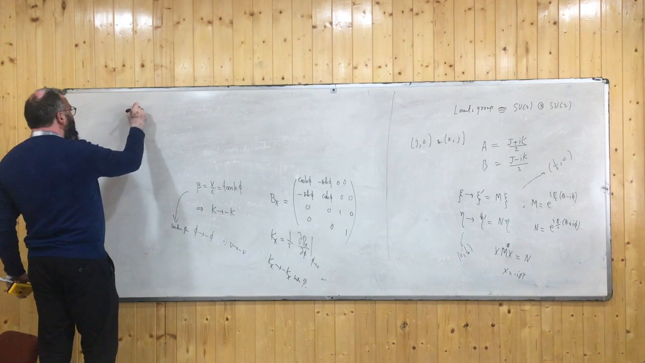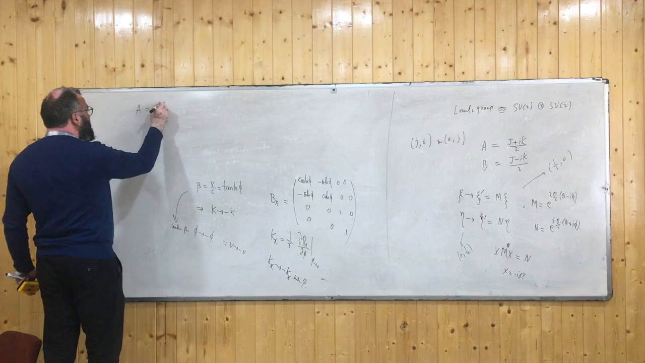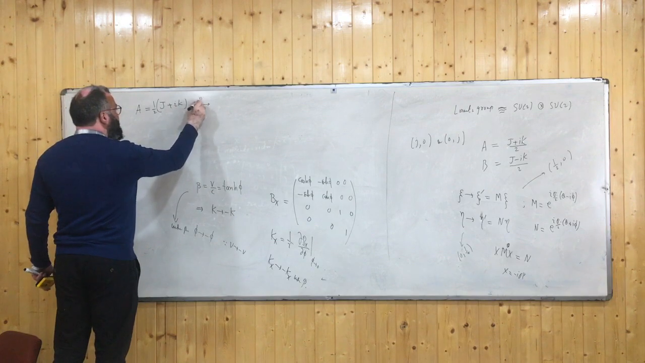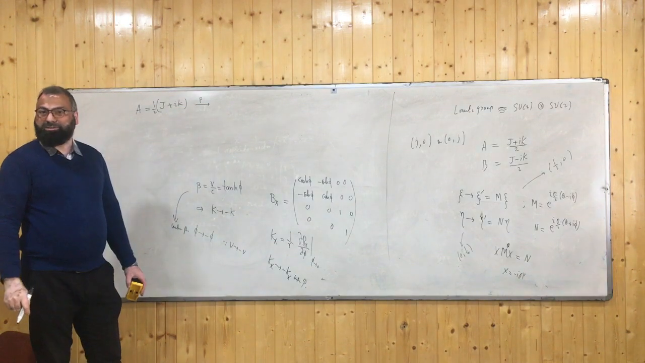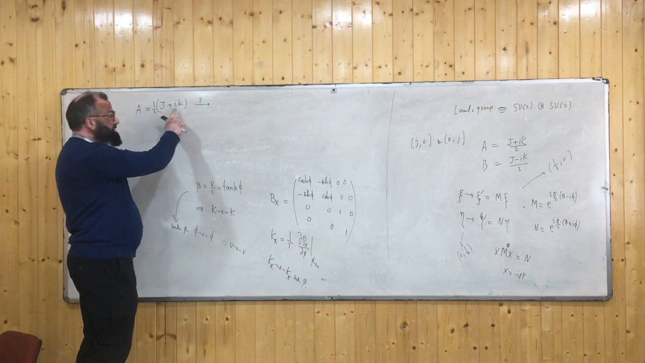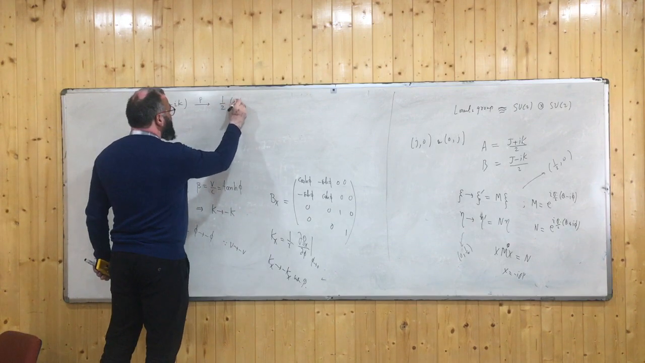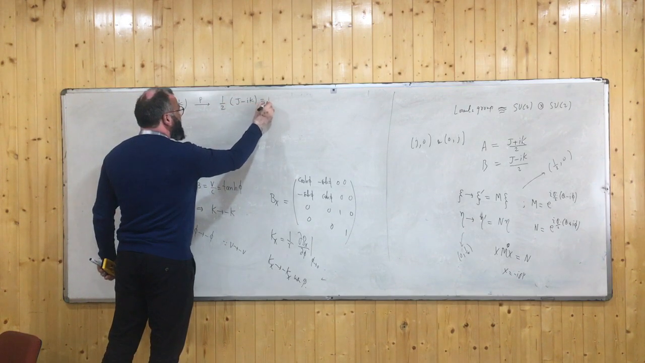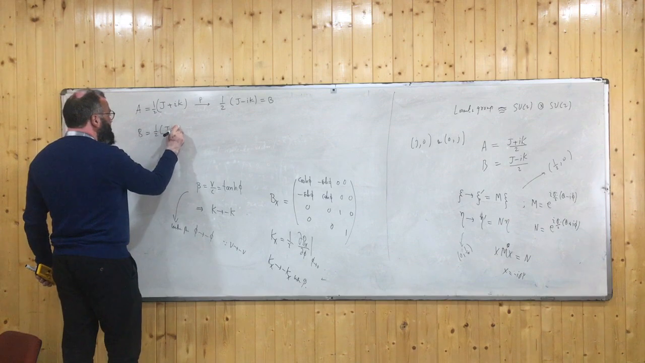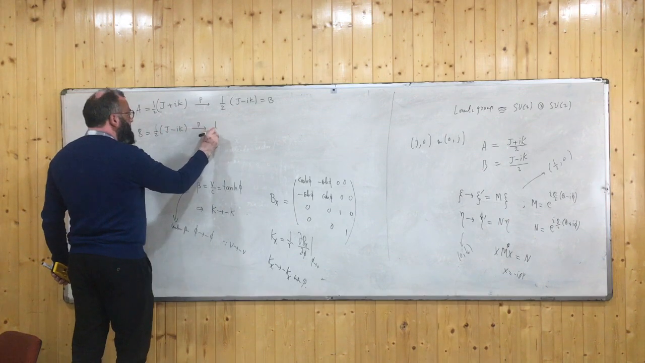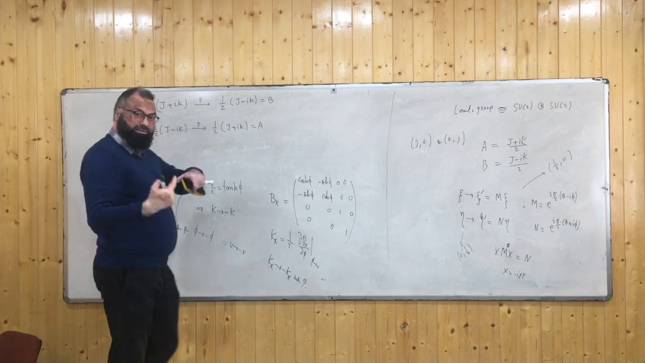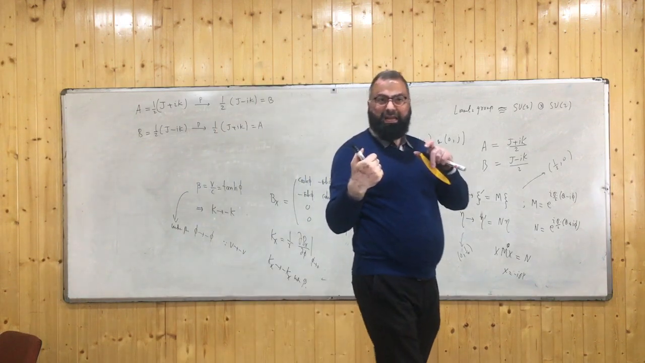Now let me take this very generator: A equals half of J plus iK. Now let's apply parity on this generator. J will remain as such, K will change, so it is half of J minus iK, which is equal to B. Now let's look at B: B is half of J minus iK. Under parity it will become J plus iK. So that means A will go into B and B will go into A under parity.